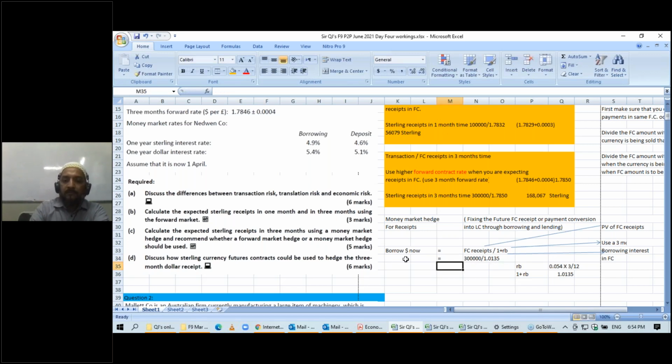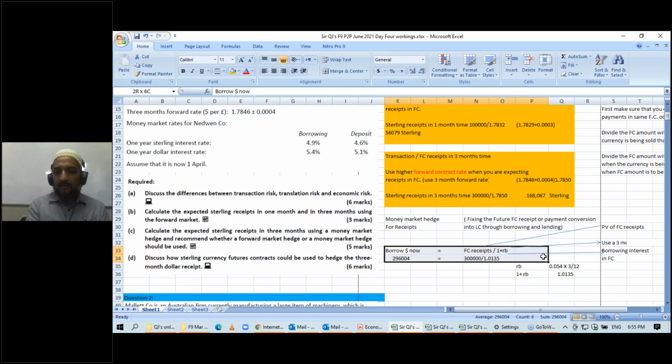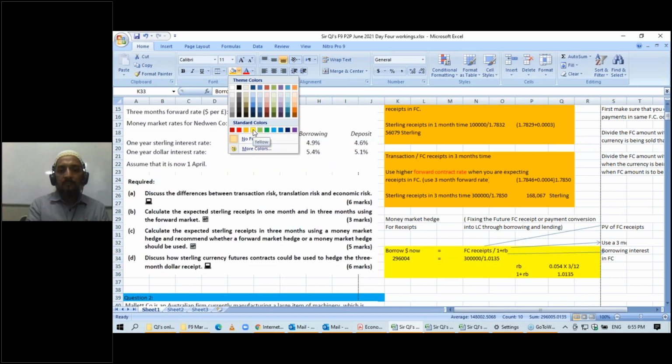So this gives you the present value of the foreign currency receipts. The present value of foreign currency receipts is 296,004. So this is the dollar amount that you will borrow, not 3 lakhs. Always present value. Now, why present value? I'll let you know in the end. Now, this was the first step, right? This is the first step done. I'm taking the first step in yellow.